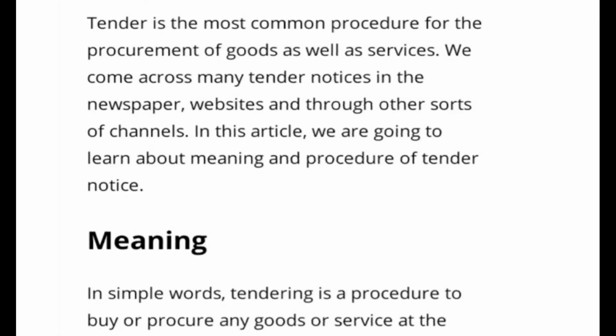Tender is the most common procedure for the procurement of goods as well as services. Procurement means the action of obtaining something. We come across many tender notices in newspapers, on websites, and through other sorts of channels.